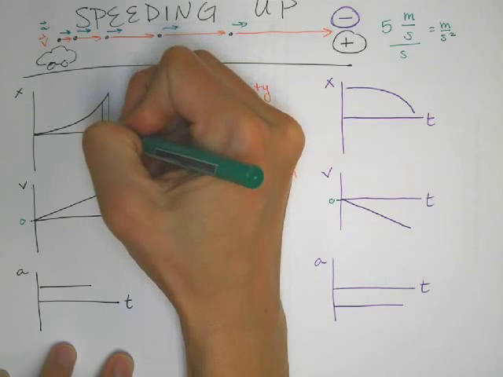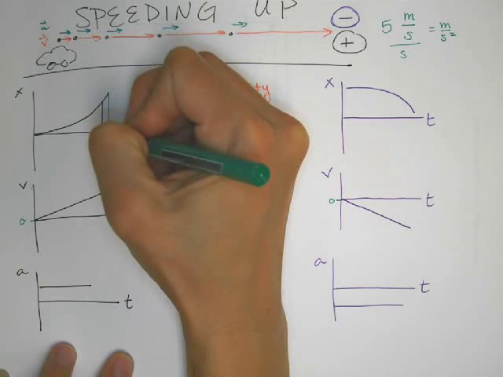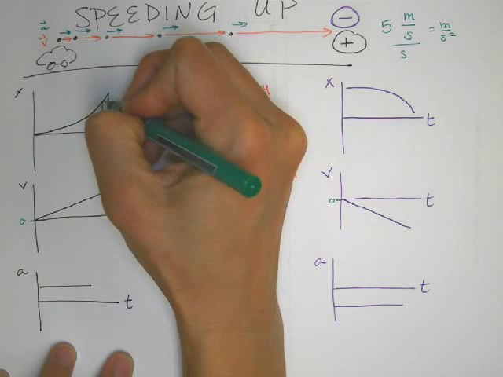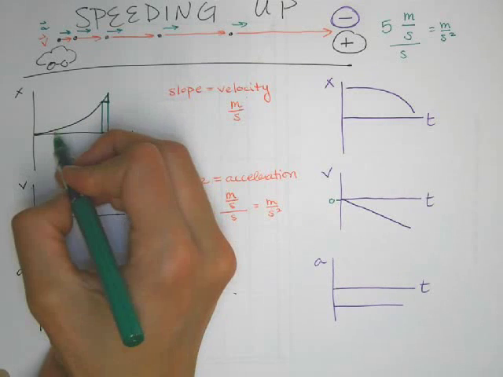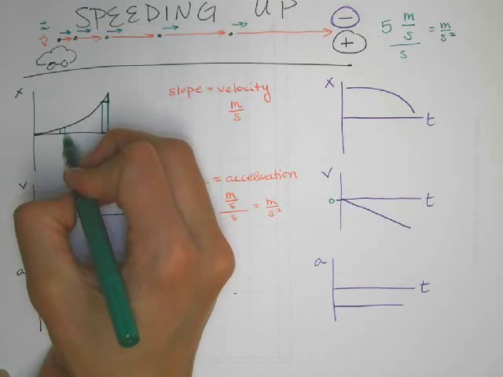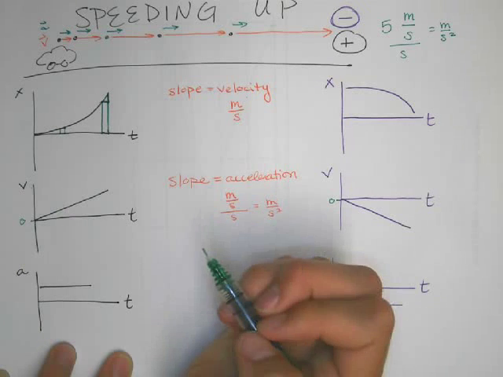So if I have this little chunk of time here, we covered this much distance in that chunk of time. Or if I look at that same chunk of time down here, we just covered a little tiny bit of distance.